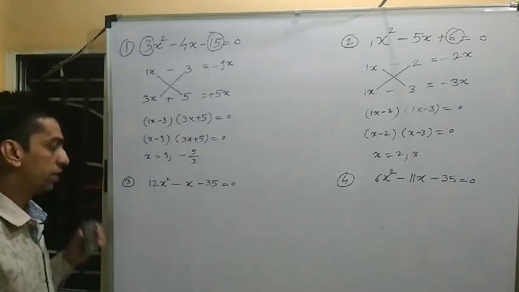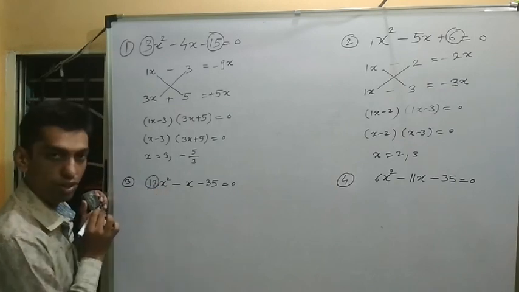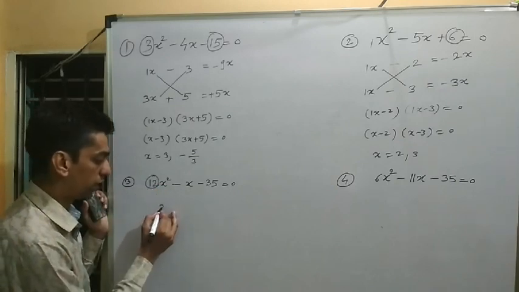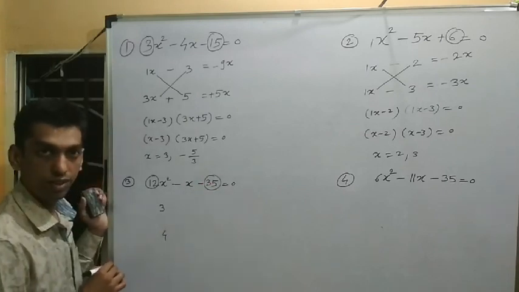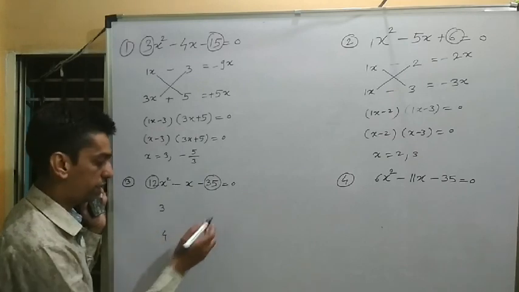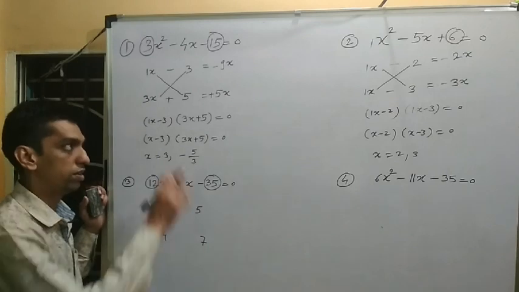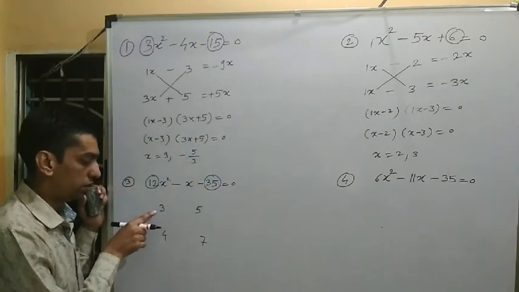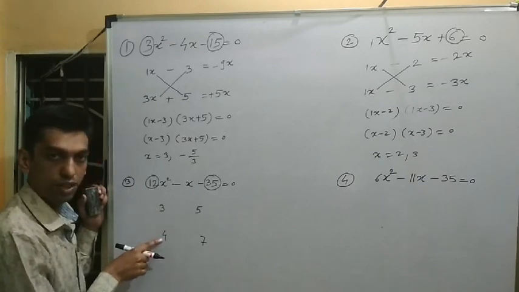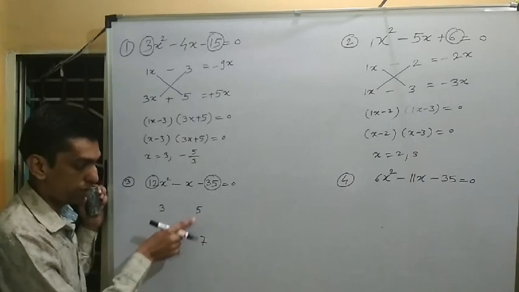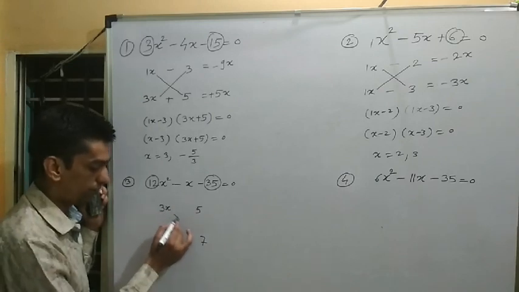Take the third example. Here also, the coefficient of x square is 12. Find out its factors: 3 4s are 12. Then take the constant term 35 and find out its factors: 5 7s are 35. Again we will apply the same method. The smallest one should be written on the topmost side and the highest one on the bottommost side. So we have applied the same here also. Then take x along with this and along with this also.